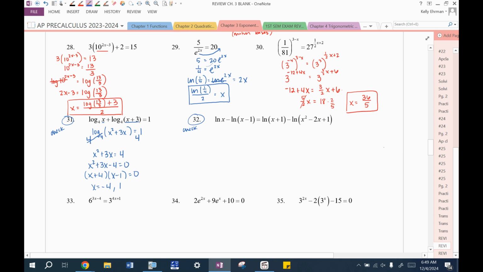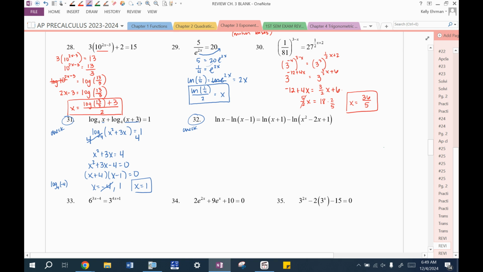So -4 is out because the log base 4 of -4 isn't going to work. There's no exponent I can raise 4 to make it come out negative. 1 is okay because you can log 1, you can log 1 plus 3. So x equals 1 is the only solution here.